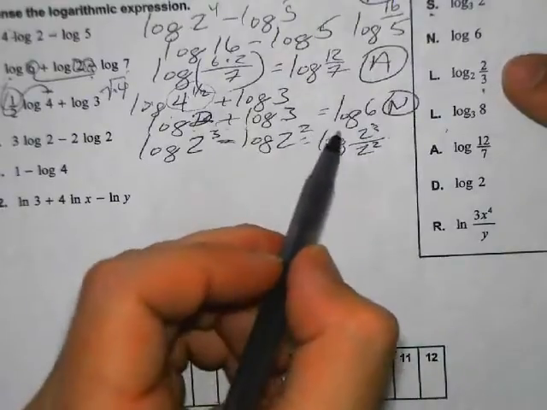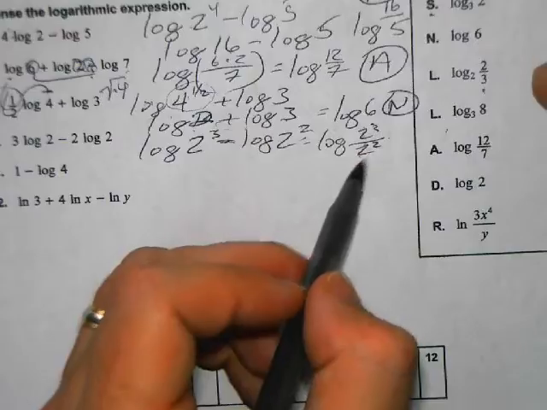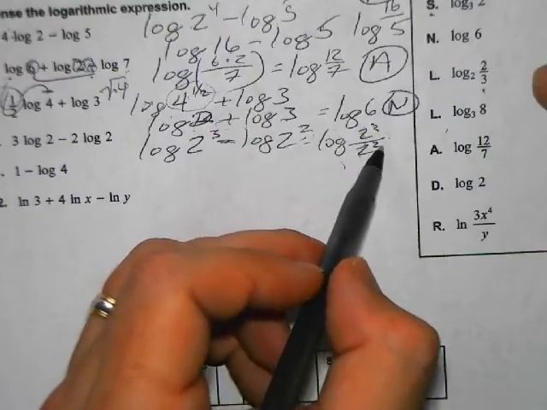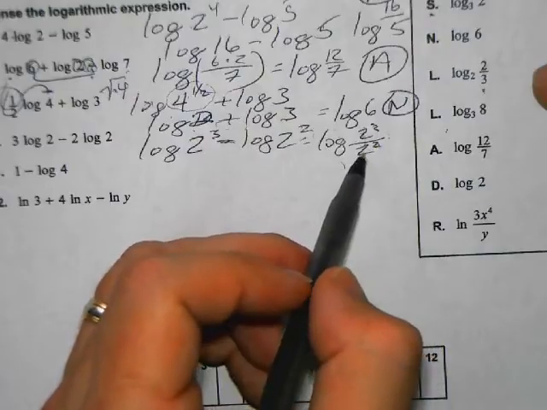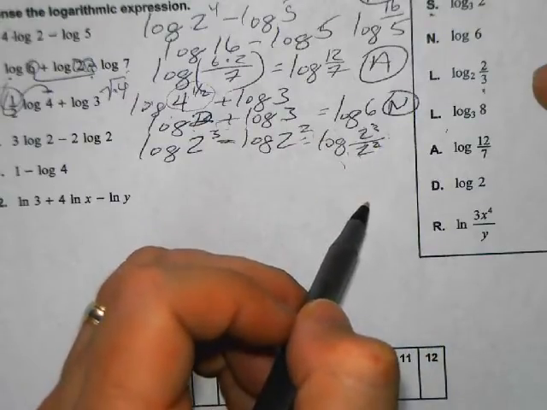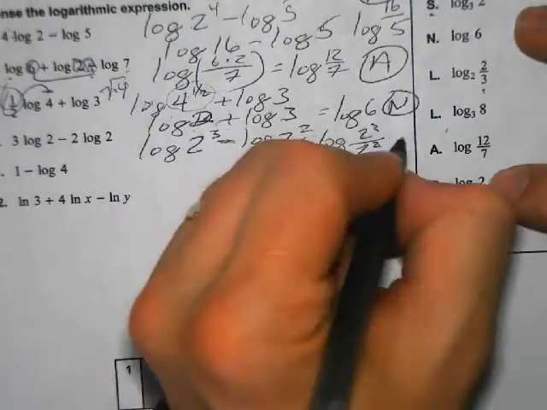And I wrote it this way so we could actually now, because we have like bases, we can just subtract the exponents. And this would be log in base 10 of 2 to the power of 3 minus 2. 3 minus 2 is just 1. So this is log in base 10 of 2. It's going to match letter D down here.